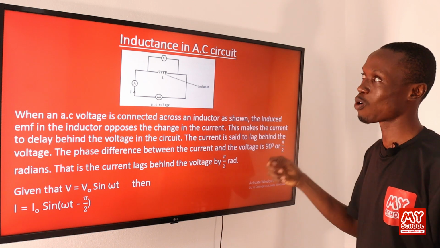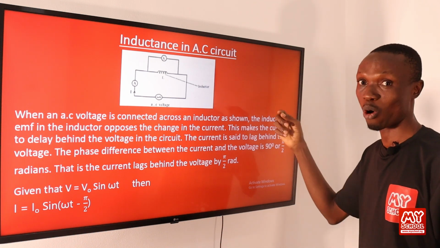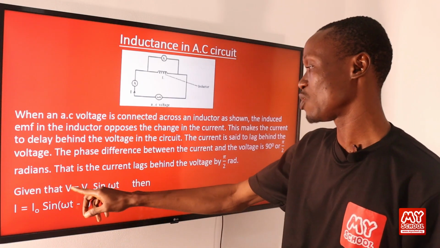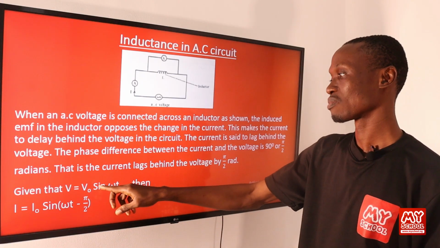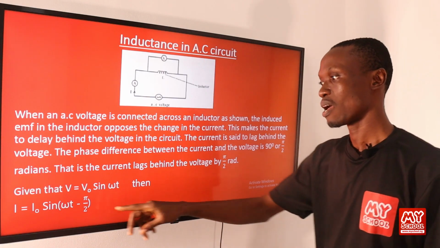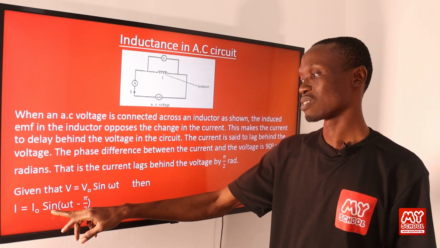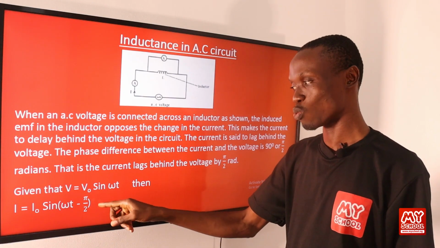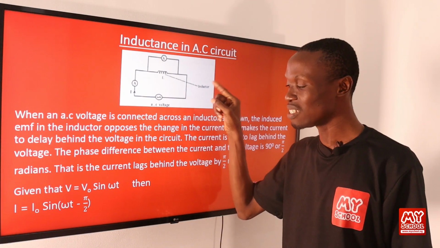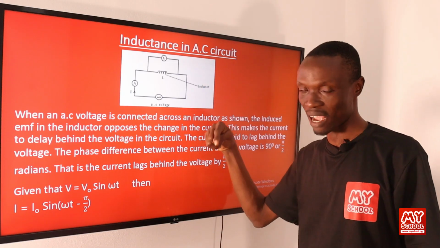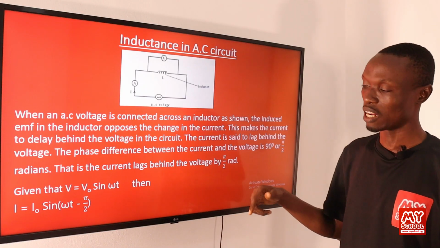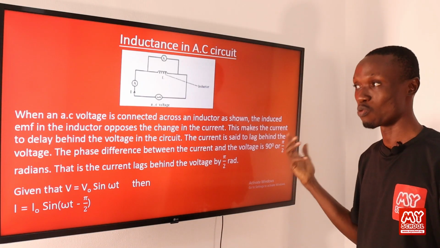But in the case of inductors in an AC circuit, the current lags behind. So just note the difference. Given that V is equal to V naught sine omega t, then I is equal to I naught sine in bracket omega t minus pi over 2. The reason is that in this case, the current lags behind the voltage by 90 degrees, and remember that 90 degrees is equivalent to pi over 2 radian.